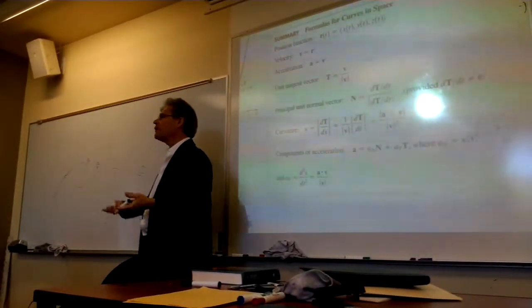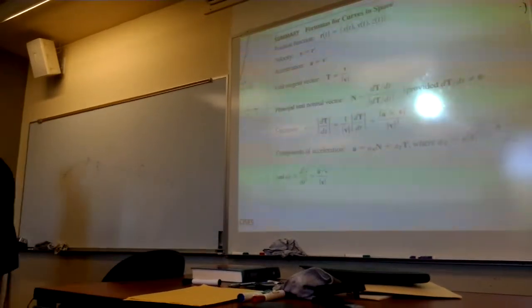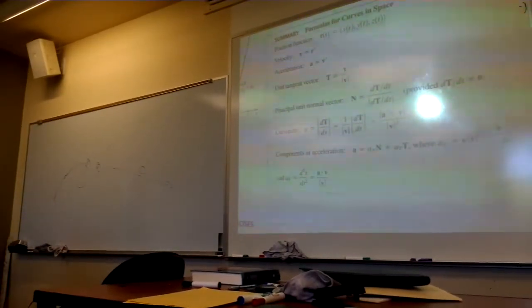I mean, there's a curve. I drew it on the board, but it doesn't have to be confined to the board. It could be in three-dimensional space. I think with that particular curve, the curvature value should be larger at A than at B.